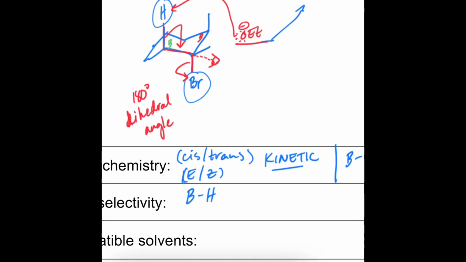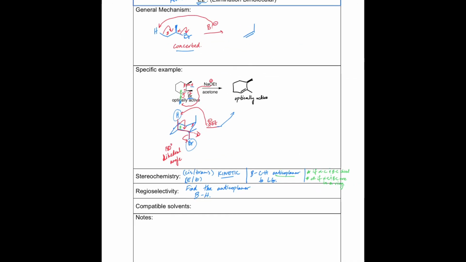So let's actually write, maybe find the anticoplanar beta hydrogen. Again, you might find yourself writing some different things here for regioselectivity and maybe looking at those lecture videos and adding in very specifics about this anticoplanar rule.